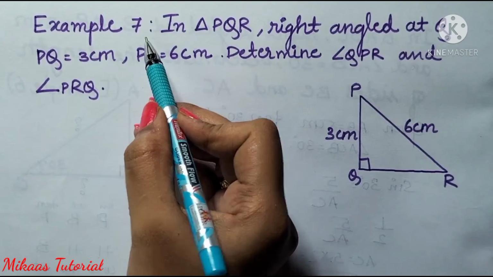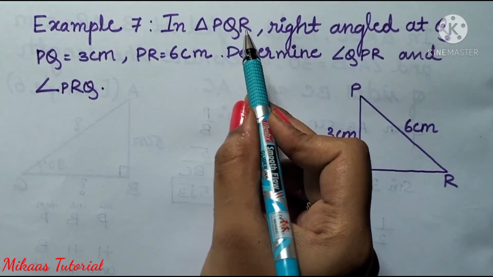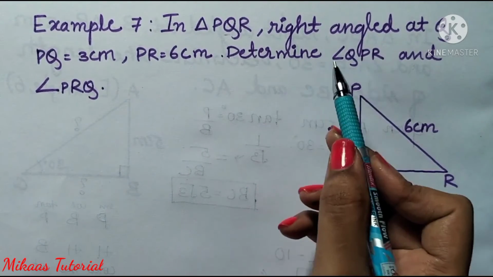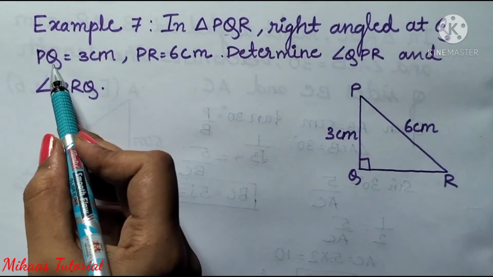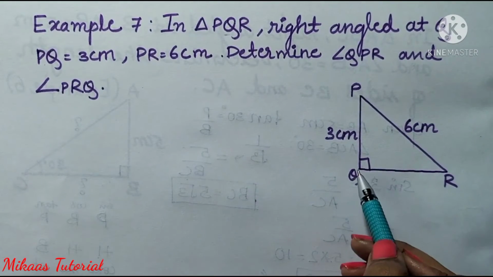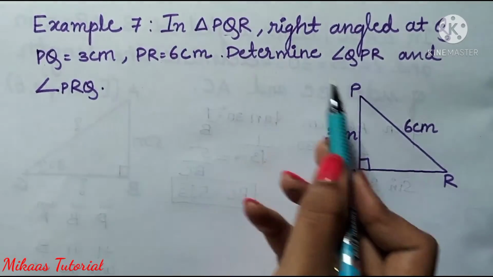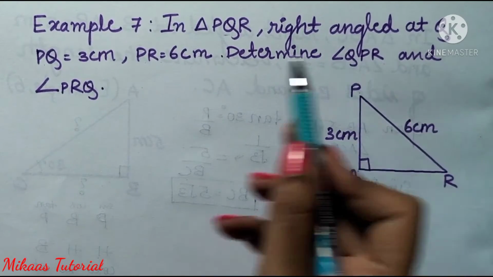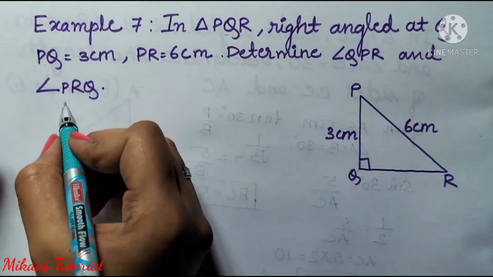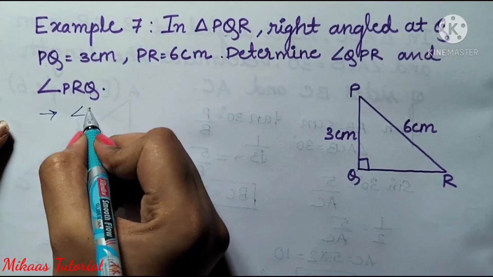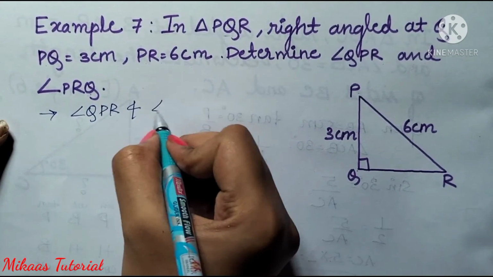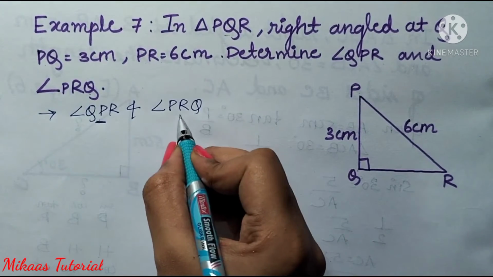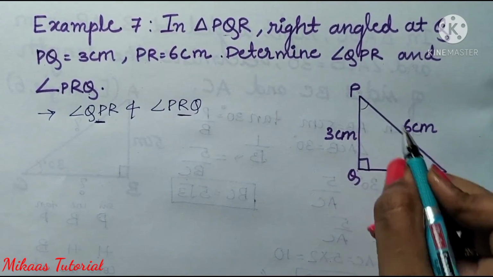Next is Example 7. What is given in the question? In triangle PQR, right angled at Q, meaning Q is the angle that is 90 degrees. PQ is 3 centimeter and PR is 6 centimeter. Now determine angle QPR and angle PRQ. Our find-outs are angle QPR and angle PRQ, meaning you have to find angle P and angle R.